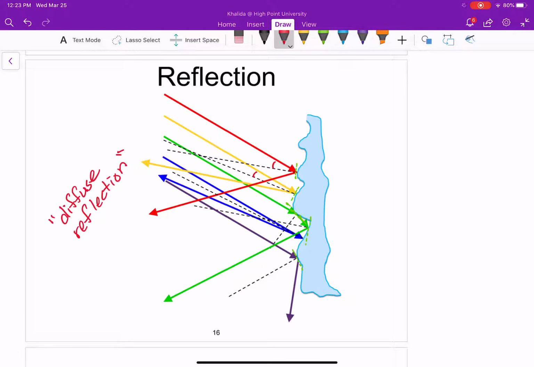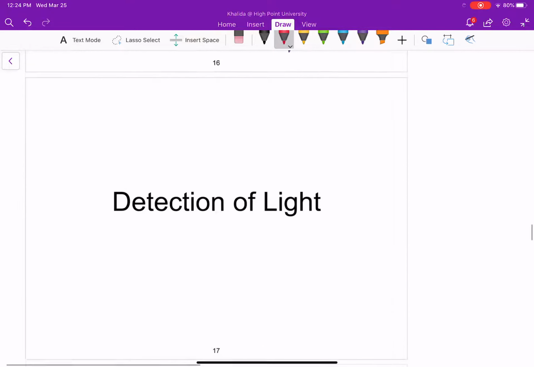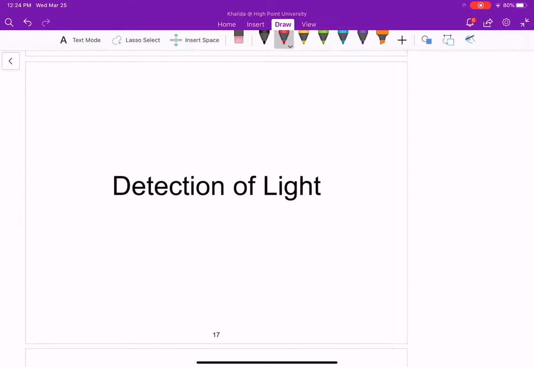So scattered light creates a diffuse reflection. Okay, so now that we've had light created and we've had light reflecting or being absorbed, the next thing we want to do is detect the light somehow.